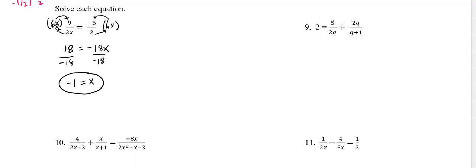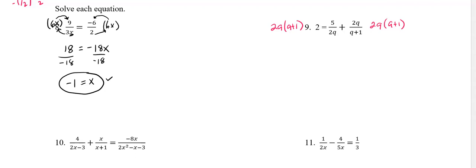You just want to double check, and if you finish the test early, you want to go back and plug these in, but at the very least, before you move on to the next problem, check and make sure that your solution doesn't cause 0 in a denominator. If it does, then it's not really a solution at all. Okay, so for number 9, the LCD is going to be 2q times q plus 1. So that's what I'm going to multiply on both sides.